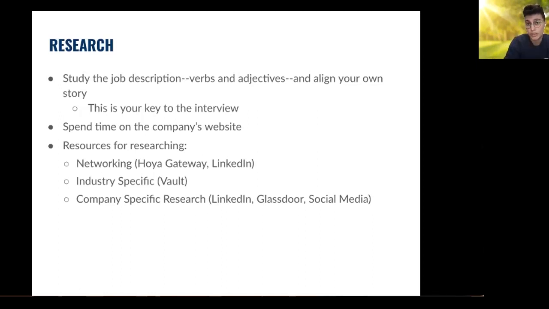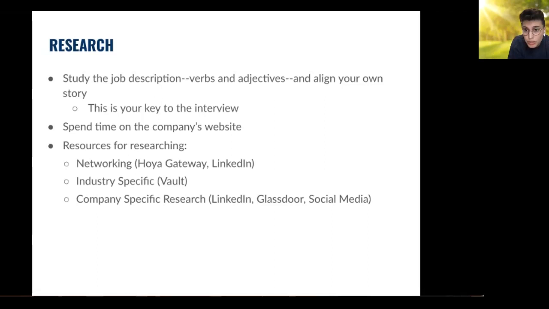So there's definitely some networking. Talking to people can really help get a sense of and go beyond the company's website, right? To get a real sense of what it's like at the organization. So Hoya Gateway, which is basically like LinkedIn, but Georgetown specific, is one way to do that. Then there's LinkedIn, which is another way. You can also look at Vault. Vault is a great resource for getting a sense of industry specific information.